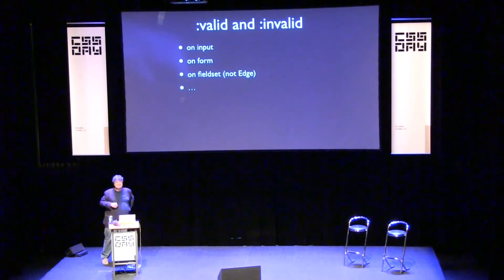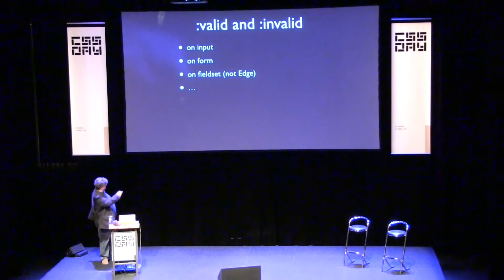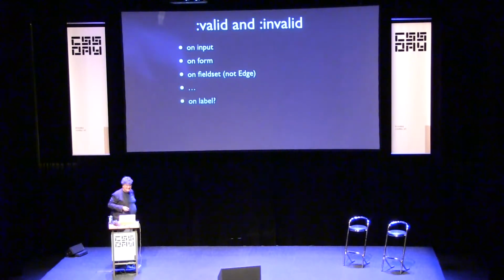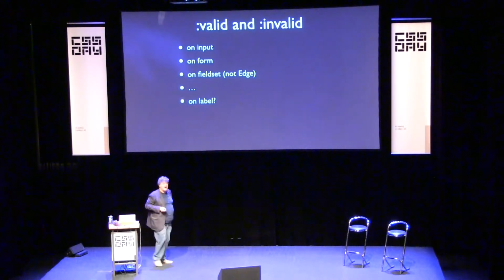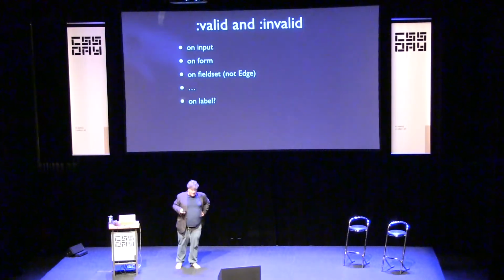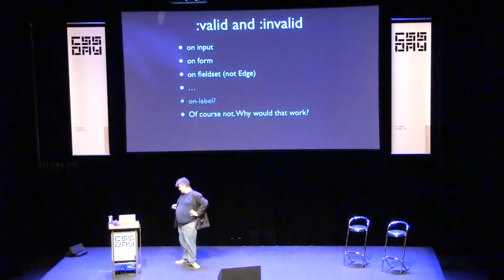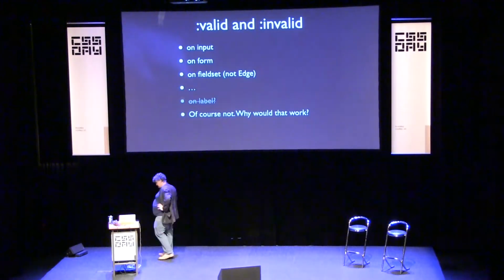Now, what we would really like, if we have forms, if we have field sets, we would really like valid and invalid to be supported on labels as well, because I absolutely love labels. Unfortunately, that is not the case. Why not? I have no clue.